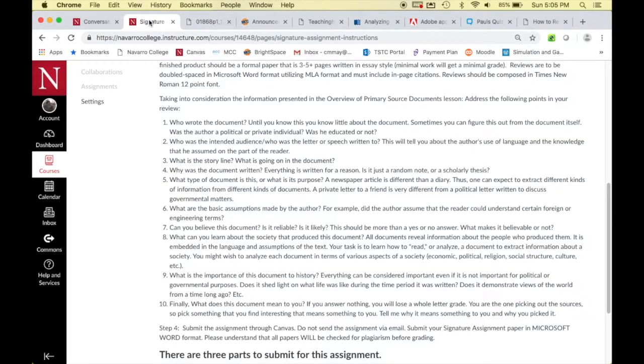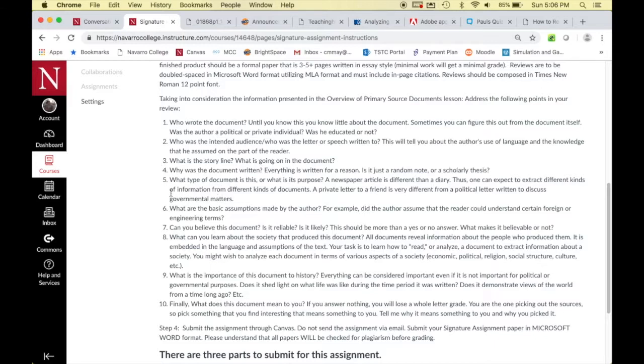So when it asks for the story, I merely need you to describe what's going on in your document. What is the document telling us? Again, the next question here, why is the document written? This ties in very closely to who the intended audience is. And if you wanted to tie the answers to these two questions together in the essay, that would be totally acceptable. Because again, who the document is written for and why the document is written are very closely related.